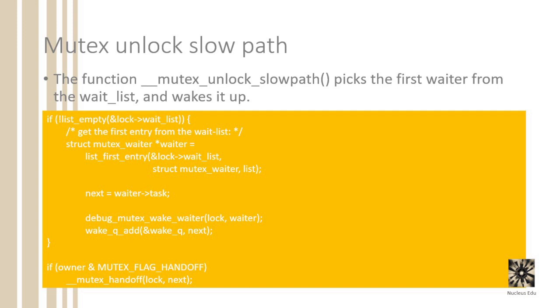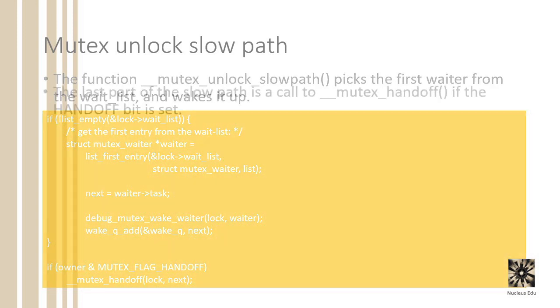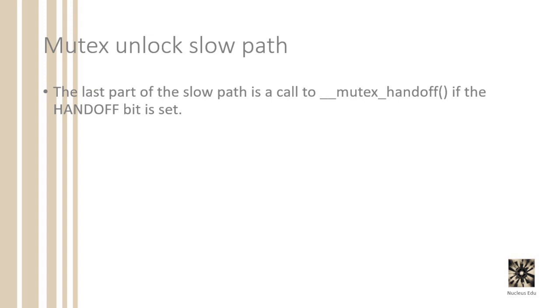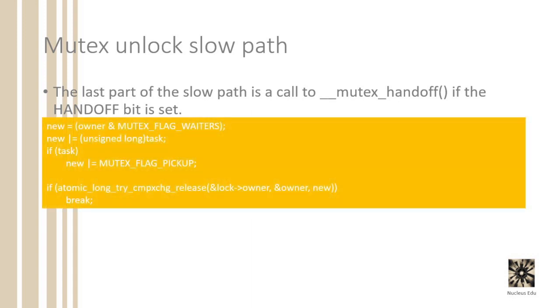And that is the last part, where the handoff we discussed happens, from the task that had the mutex and is trying to release it, to the task that's waiting and had set the handoff bit, right? So the last part is this function called __mutex_handoff, and this is only called, as I mentioned, if the handoff bit is set.